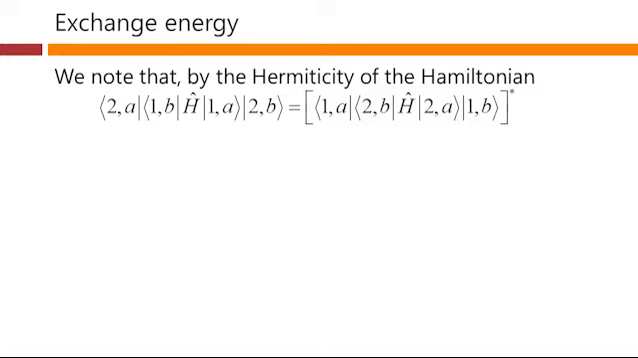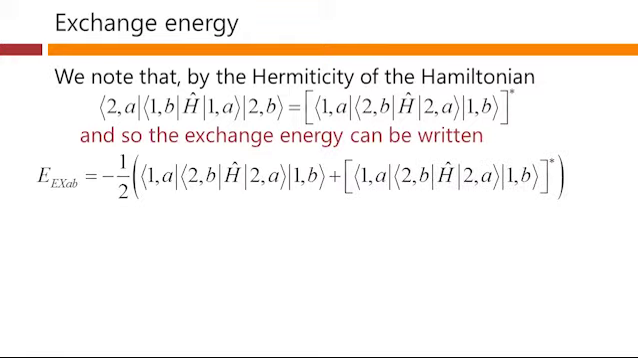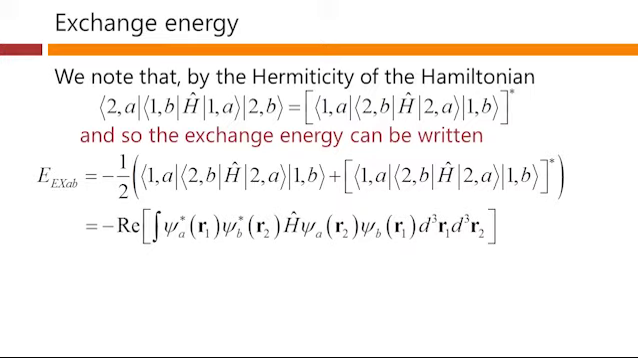Now, we note by the hermiticity of the Hamiltonian, this operator is Hermitian, so this term here and this term here are merely complex conjugates of one another. And so that exchange energy term that was the sum of those two terms can be written as this quantity plus its complex conjugate. And so, if you like, that just becomes the real part of this integral here.